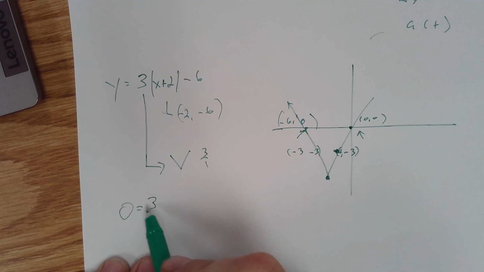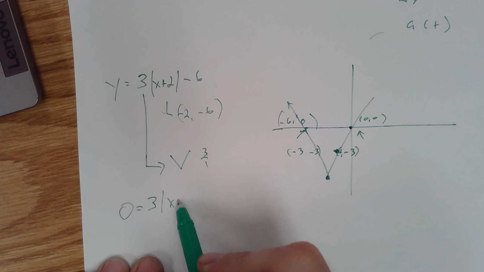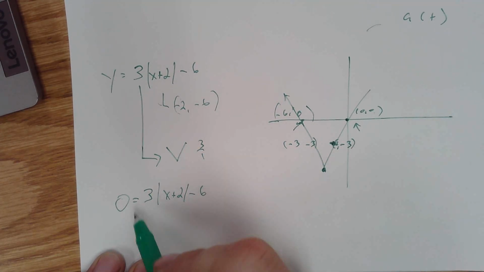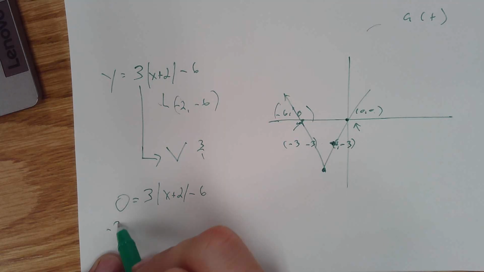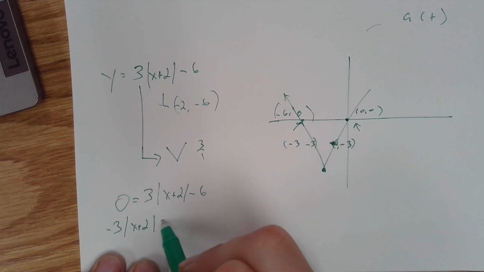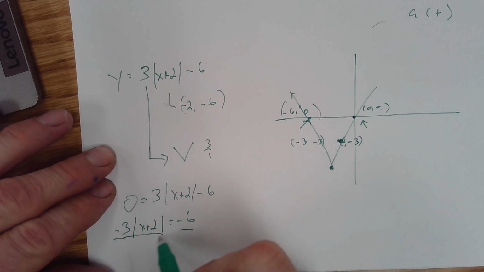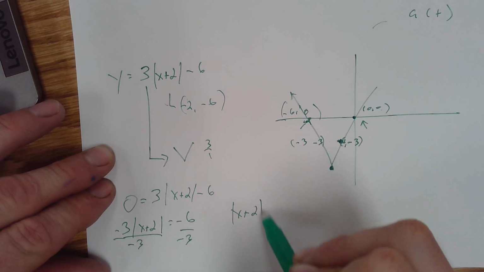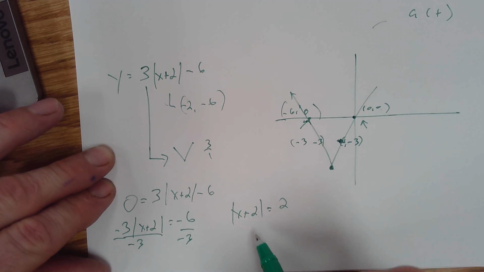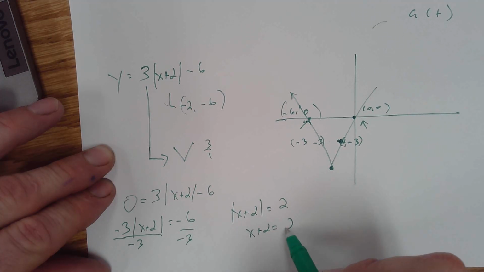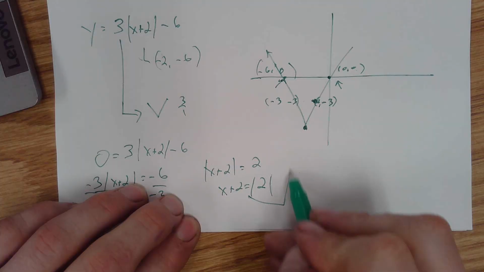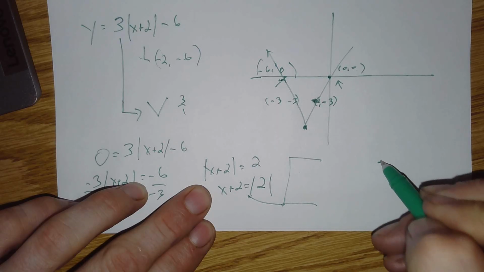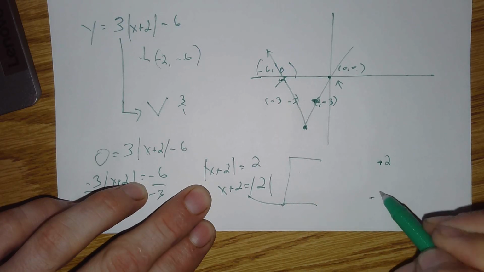So that is y equals, so 0 equals 3 times the absolute value of x plus 2 minus 6. Okay, so now if I solve for this, move the variables left, constants right, so it's negative 3 times the absolute value of x plus 2 equals negative 6. Divide both sides by negative 3. So the absolute value of x plus 2 equals 2. Move the absolute value sign to the other side. And now clear the absolute values by forming two equations, one with the positive value of the absolute value and one with the negative value of the absolute value.